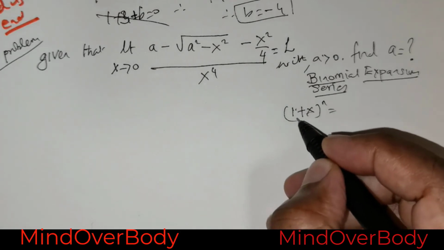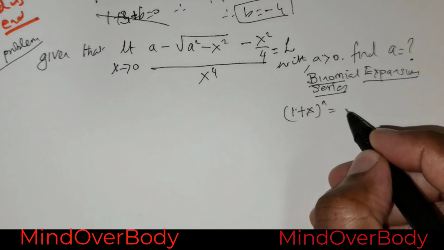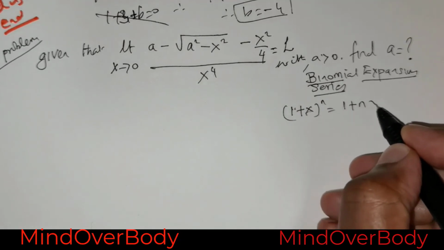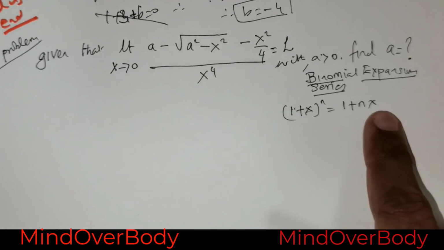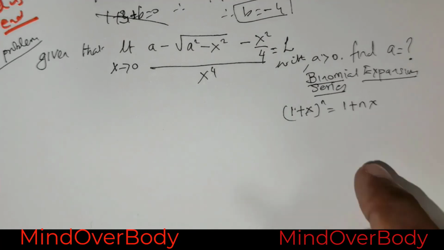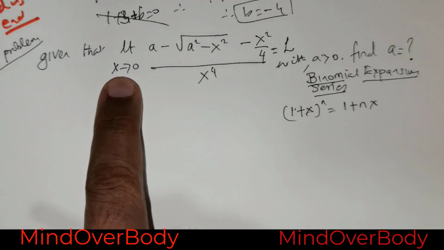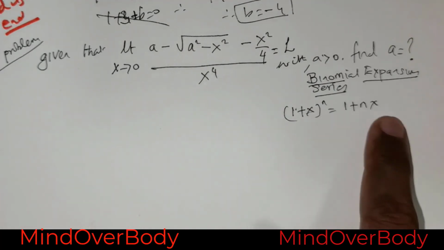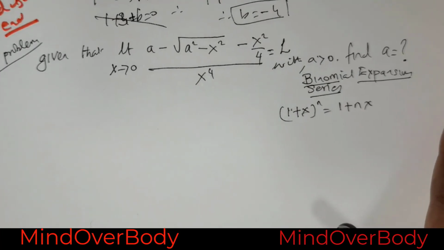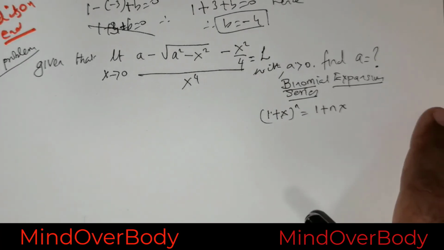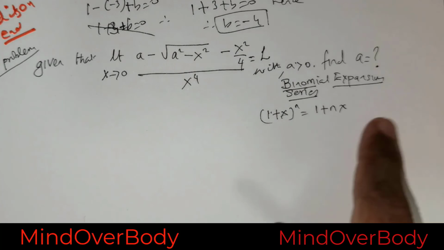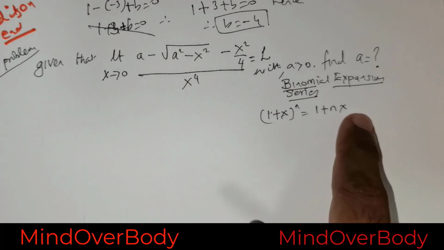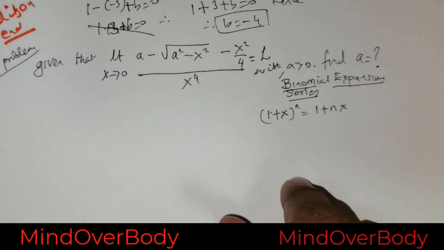So in this case, (1+x)^n, I'm taking it as 1 + n times x. Now why am I taking only the first two terms? Because depending upon the limit, if x is tending towards 0, the other terms are going to become very, very small. So there is no point in using them. That is the rationale for taking only finite terms.